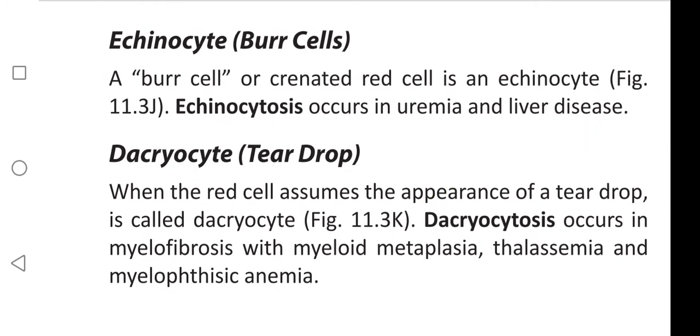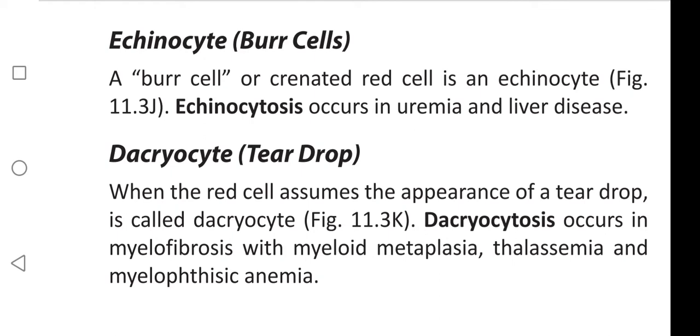Next one is dacryocyte or teardrop. When the red cell assumes the appearance of a teardrop, this is called a dacryocyte. Dacryocytosis occurs in myelofibrosis with myeloid metaplasia, thalassemia and myelophthisic anemia.